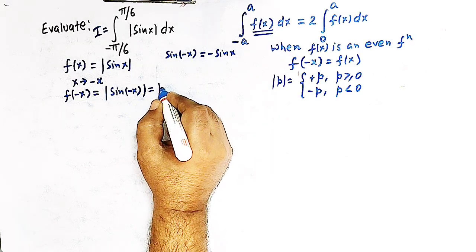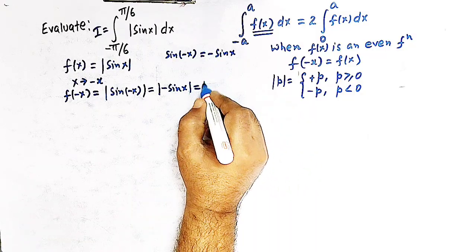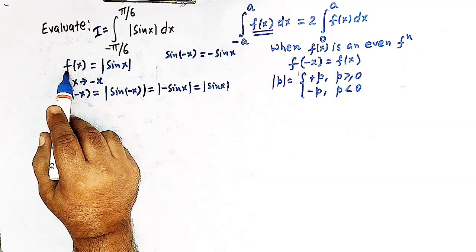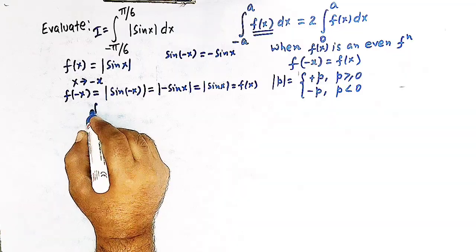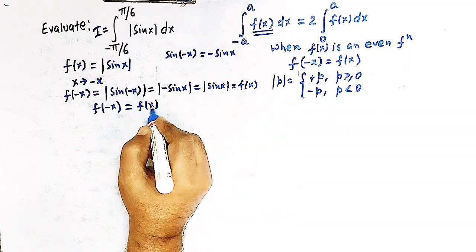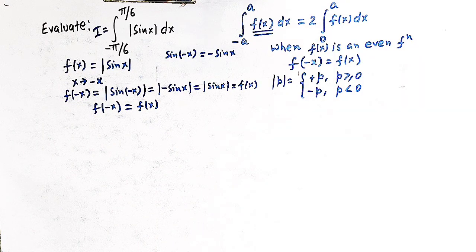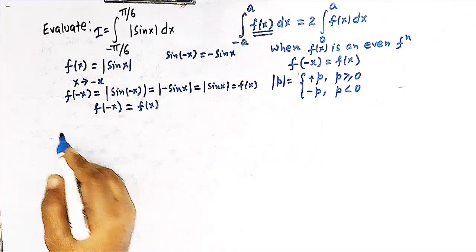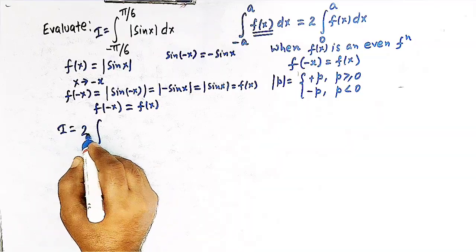And here we have mod of negative of sine x, which is equal to mod of sine x, and mod of sine x is equal to f of x. So we have proved that f of minus x is equal to f of x, which suggests that this function is an even function.